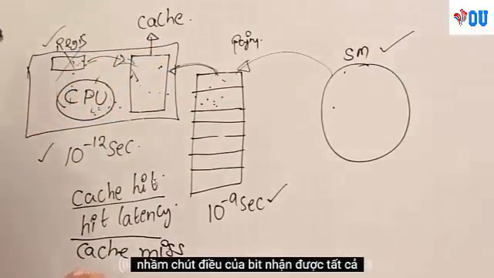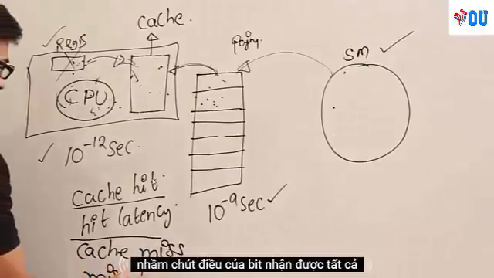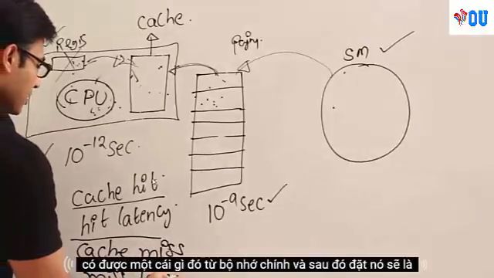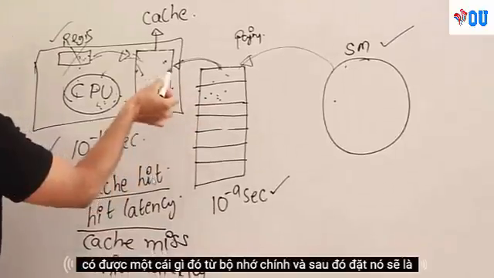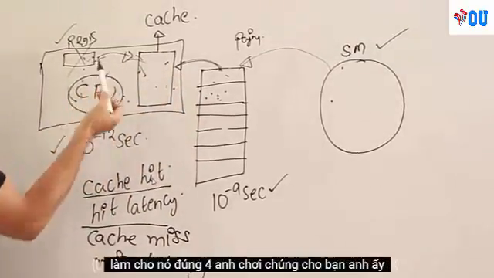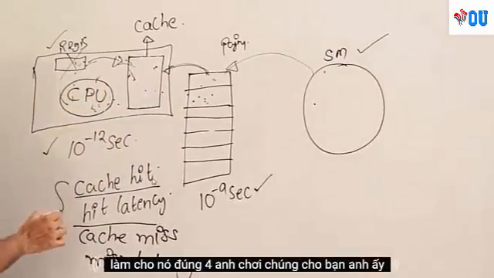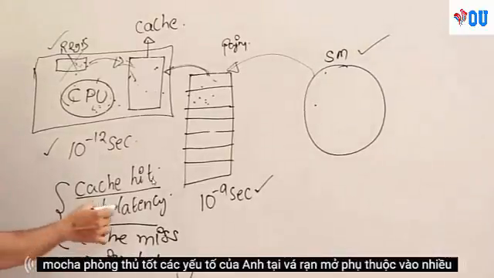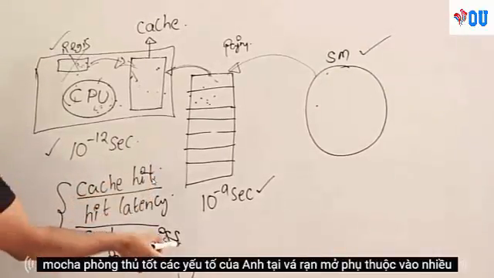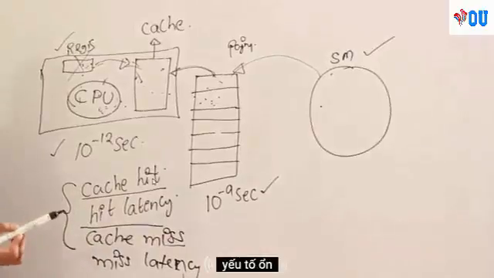And that is called miss latency: the time taken to get something from the main memory and then place it into the cache and then get it, right? So hit latency, that is cache hit, depends on various factors, and cache miss also depends on various factors.